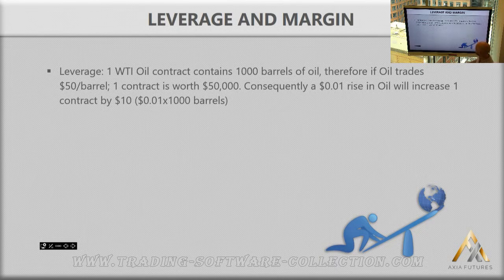So say oil was trading at $50 a barrel. I used this example a little while ago because it's now trading 62, 63. One contract's worth 50 grand. Consequently, you only need a 1 cent rise to make a tenner, because you've got 1,000 barrels at that 50. So that's where your leverage comes in.